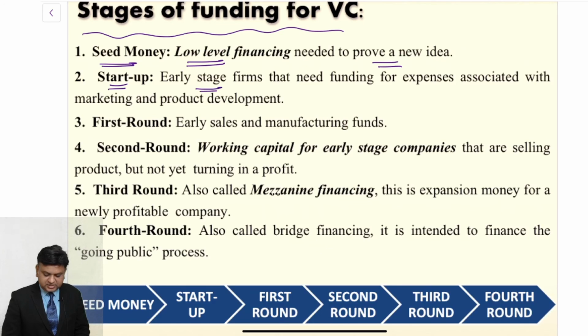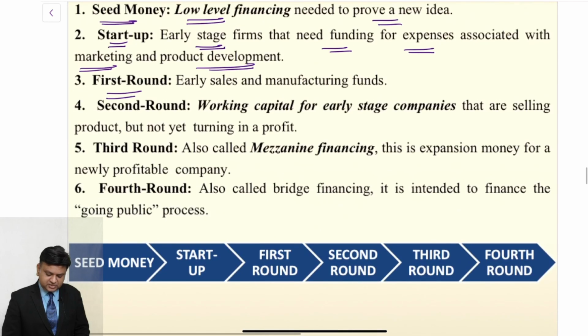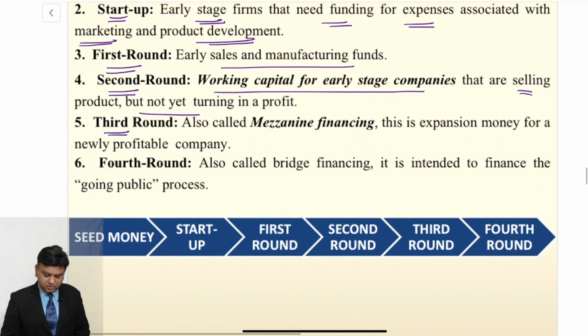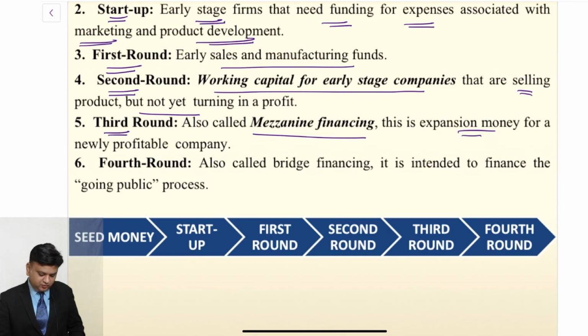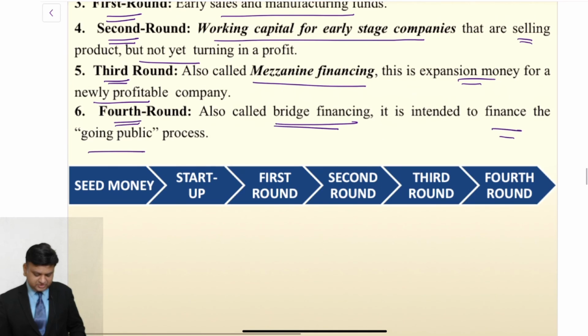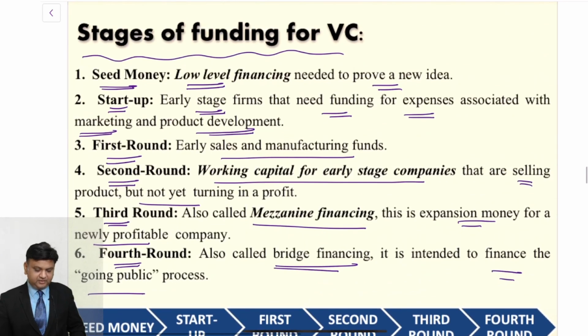Startup, the early stage where the firm needs funding for expenses associated with marketing and product development. First round, early sales and manufacturing funds. Second round, for working capital of early stage companies that are selling product but not yet turning a profit. Third round, also called mezzanine financing, that is expansion money for a new profitable company. Fourth round, called bridge financing, intended for the going public process. That is what we have.